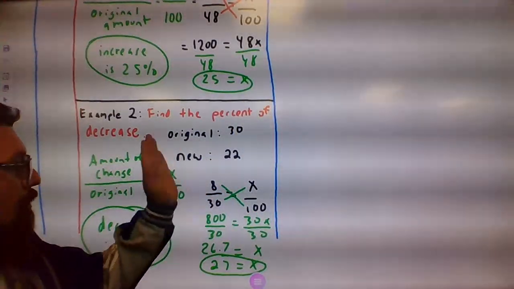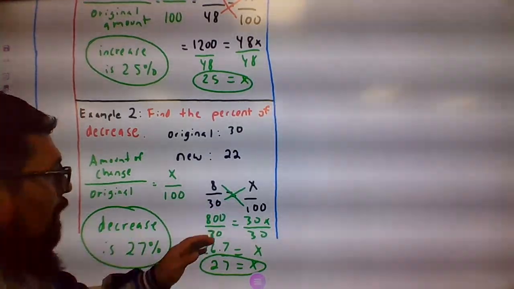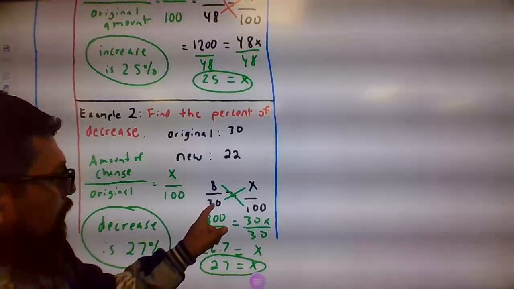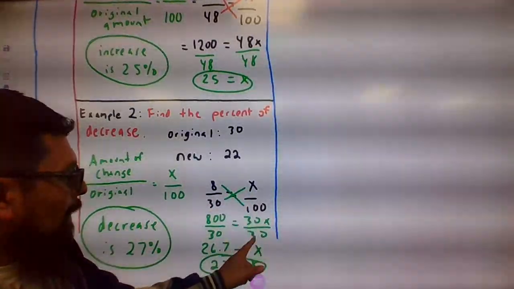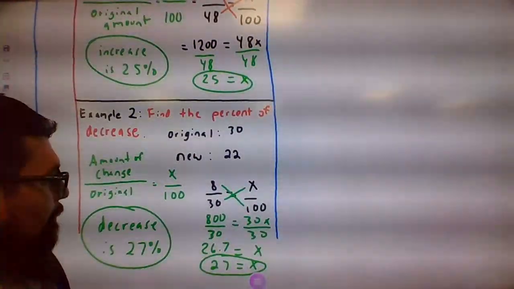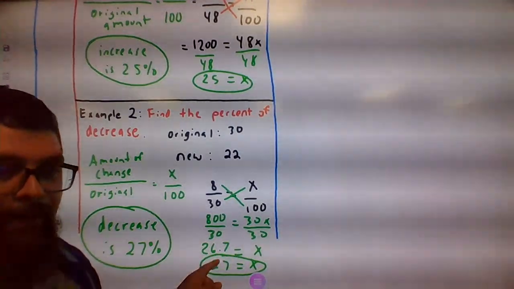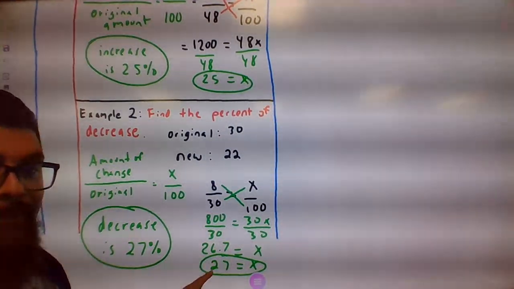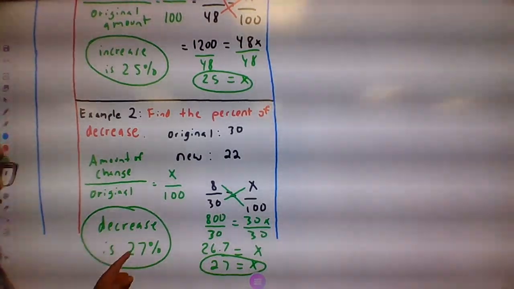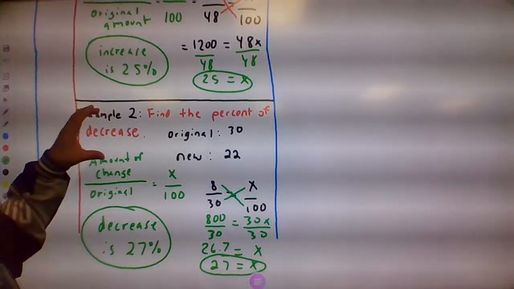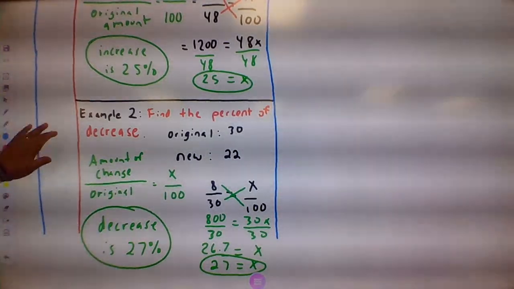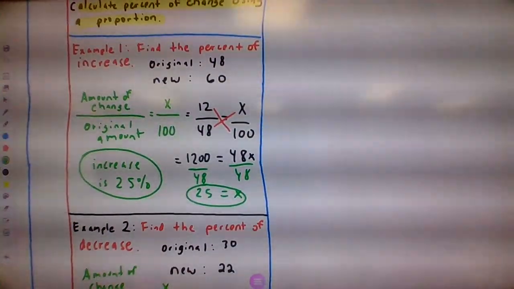After that, we use the cross product. 8 times 100 is 800. 30 times x is 30x. Divide by 30. So 800 divided by 30 equals 26.7. But round it to the nearest percent. In this case, it's going to be 27%. So the decrease is 27%. In example 2, it went down. In example 1, it went up.